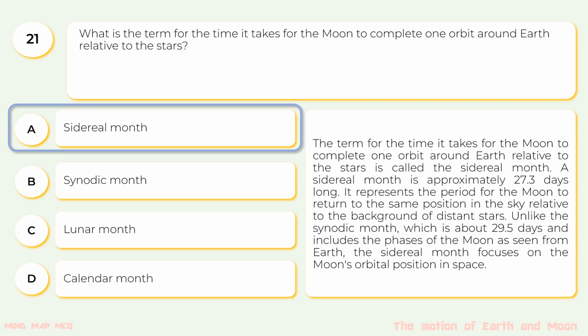A sidereal month is approximately 27.3 days long. It represents the period for the moon to return to the same position in the sky relative to the background of distant stars. Unlike the synodic month, which is about 29.5 days and includes the phases of the moon as seen from the Earth, the sidereal month focuses on the moon's orbital position in space.